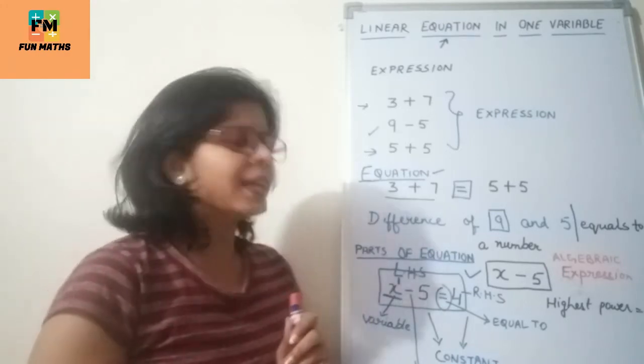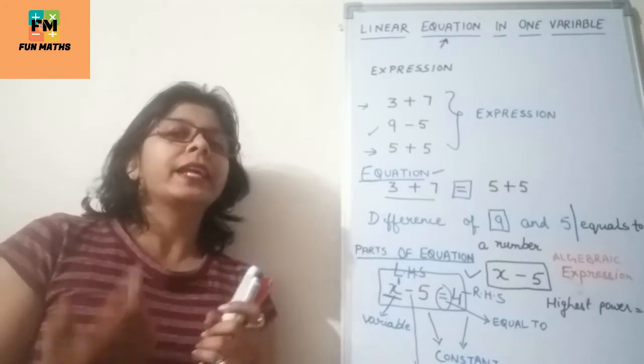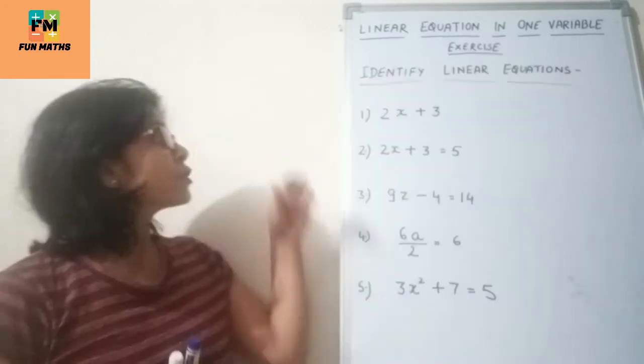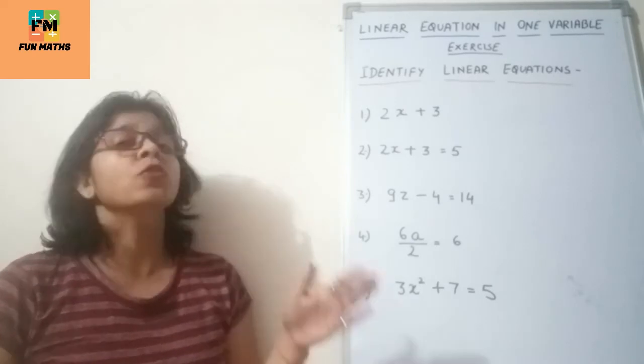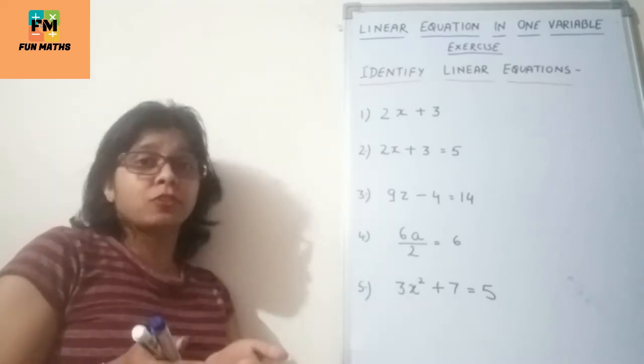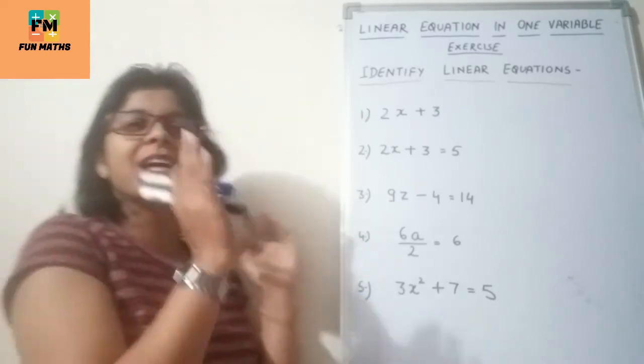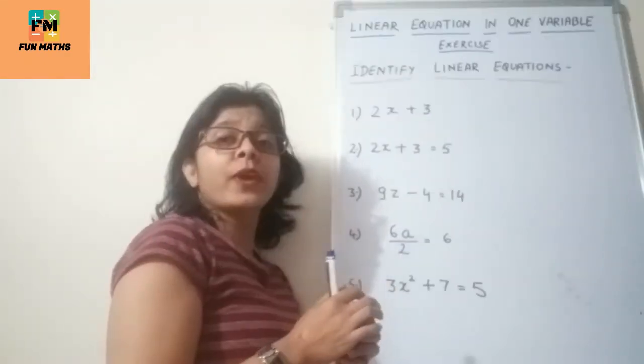Now quickly let's move to a simple small exercise to see how we can identify linear equations. This is the small exercise for you. If anything is given to you, you should know whether it is a linear equation or not. Otherwise you will write something wrong in the exam. Let's start. First we have 2x plus 3.